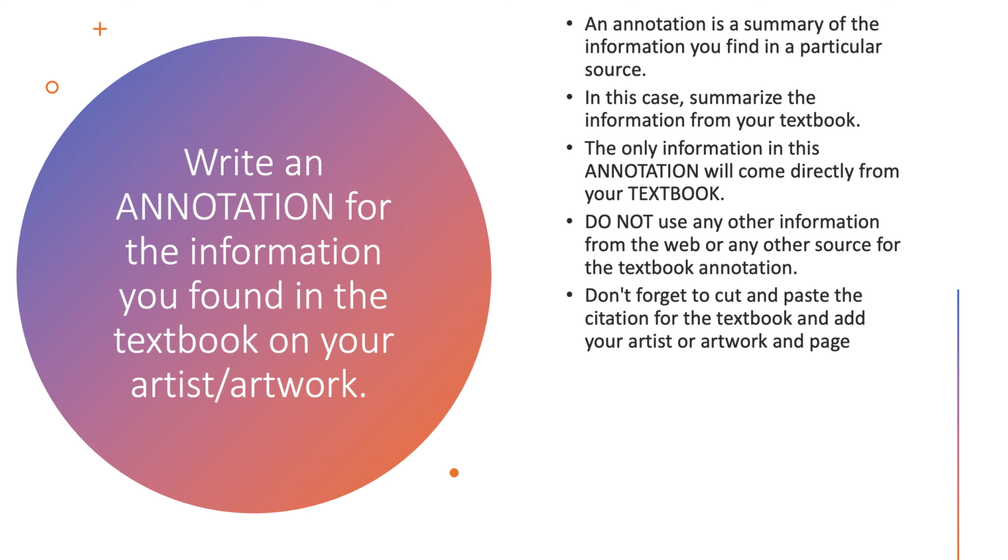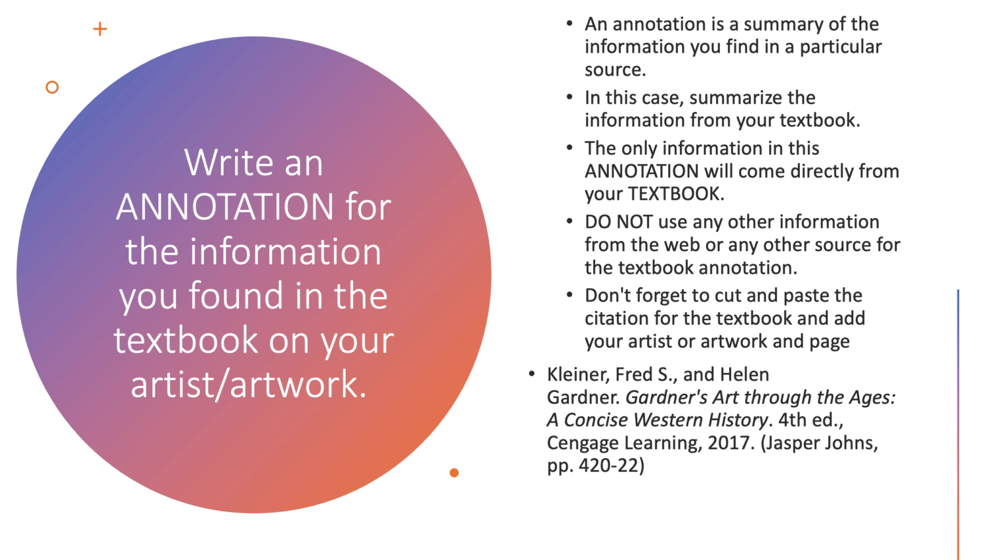And don't forget to cut and paste the citation from the textbook and add your artist or artwork and page number. So again, in my case, it's going to be Kleiner, comma, Fred S., period, comma, and Helen Gardner. Those are the two authors. The book is called Gardner's Art Through the Ages, A Concise Western History, period, 4th edition, comma, Cengage Learning, the publisher, comma, 2017, when it was published.